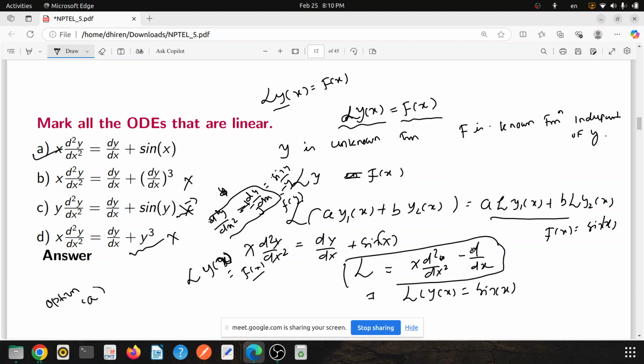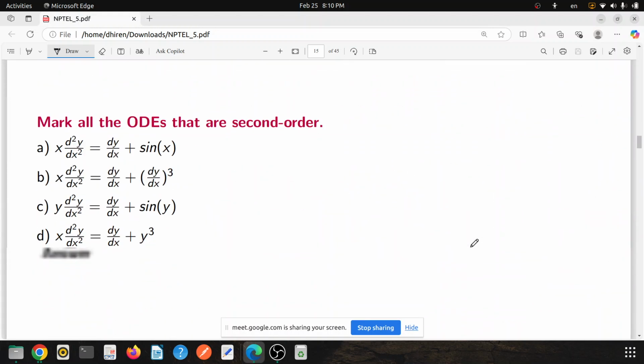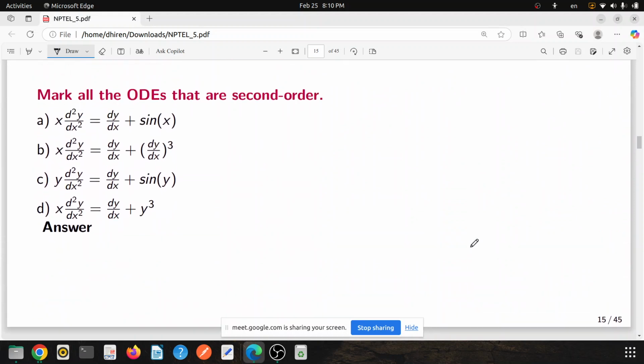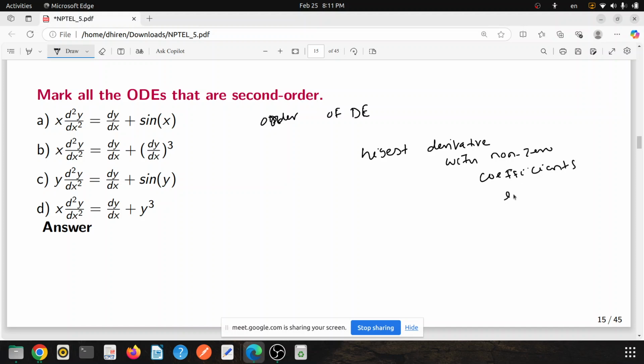So coming to the next problem: mark the ordinary differential equations that are second order. The order of the differential equation depends on the highest derivative present in the differential equation. So the highest derivative with non-zero coefficients in a differential equation decides the order of the differential equation.